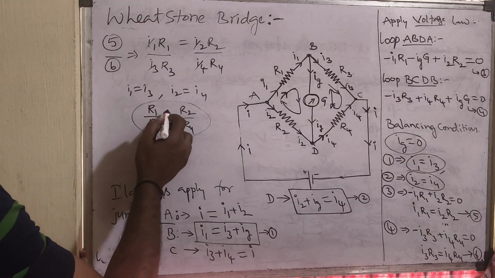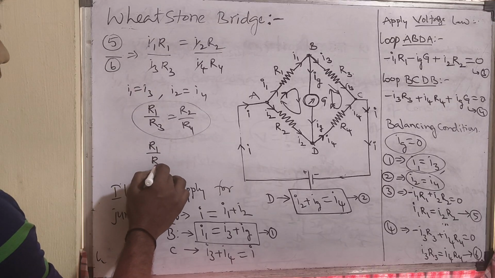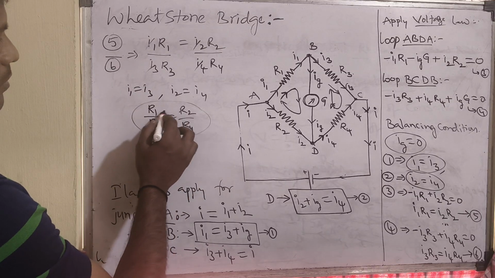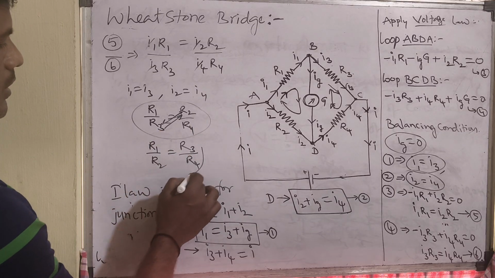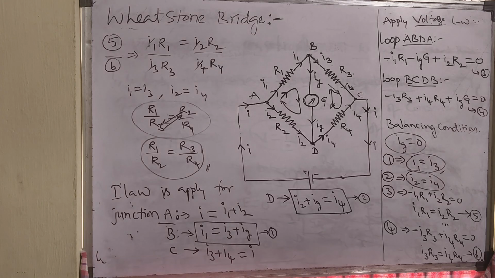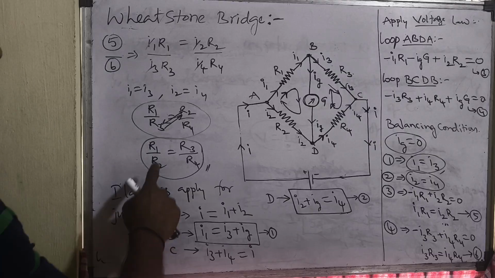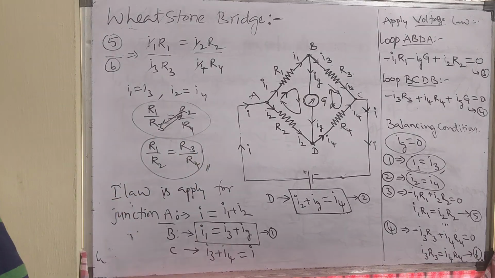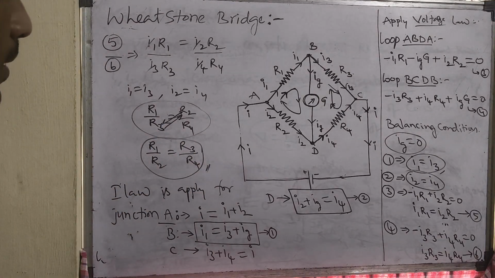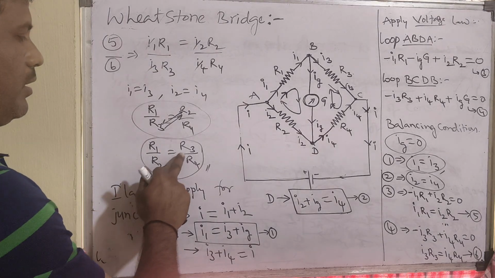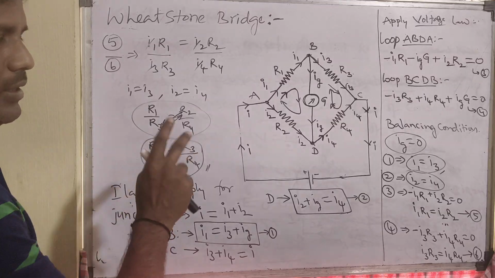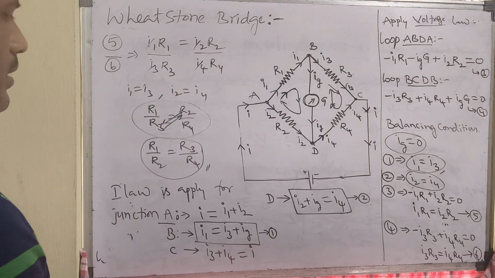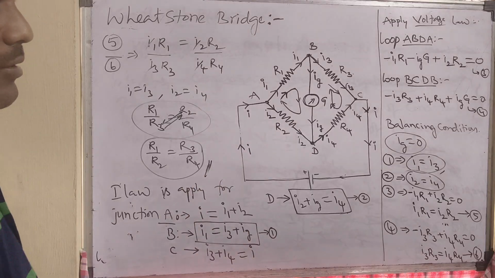It is also written by cross multiplication. R1 by R2 is equal to R3 by R4, moving R2 to one side and R3 to the other. This is the Wheatstone bridge principle, or Wheatstone bridge condition. Clear? Cross multiplying, R1 R4 equal to R2 R3. Both equations give the same result. This is the balancing condition for the Wheatstone bridge.